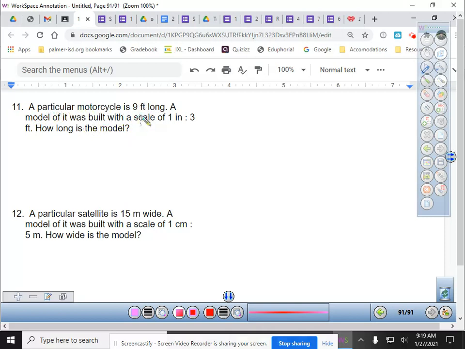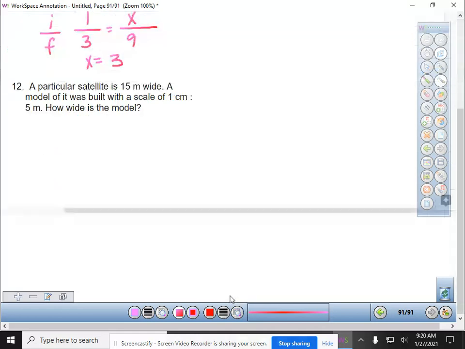A particular motorcycle is 9 feet long. A model of it was built with a scale of 1 inch to 3 feet. How long is the model? So the words I'm using are inches and feet. 1 inch is 3 feet. A particular motorcycle is 9 feet long. Where does the 9 go? Bottom. Good. That's pretty simple. What's the answer? 3. Those are pretty easy, right? Am I going too fast?